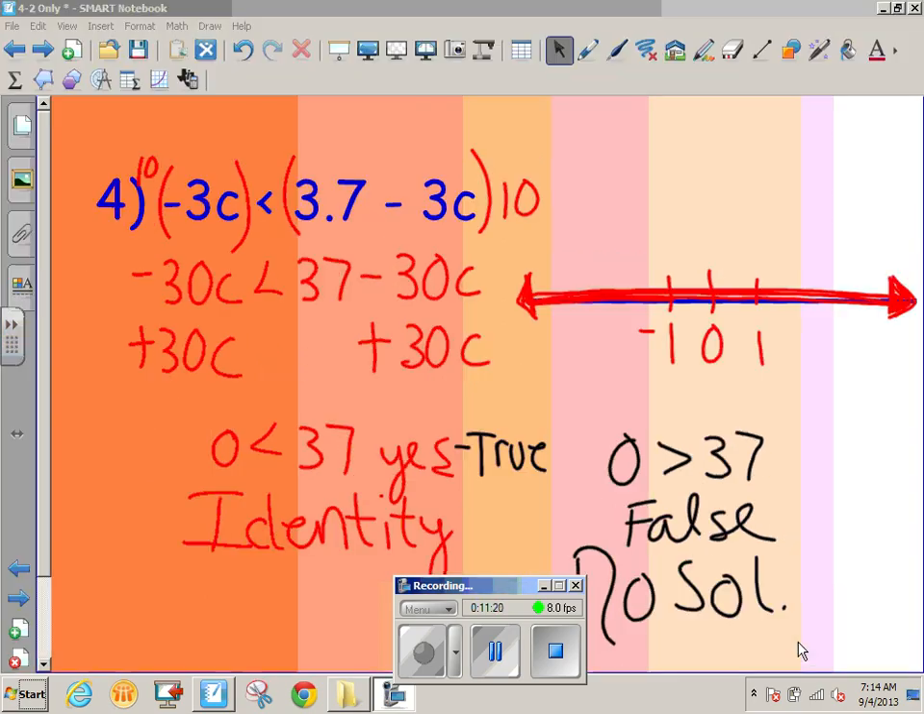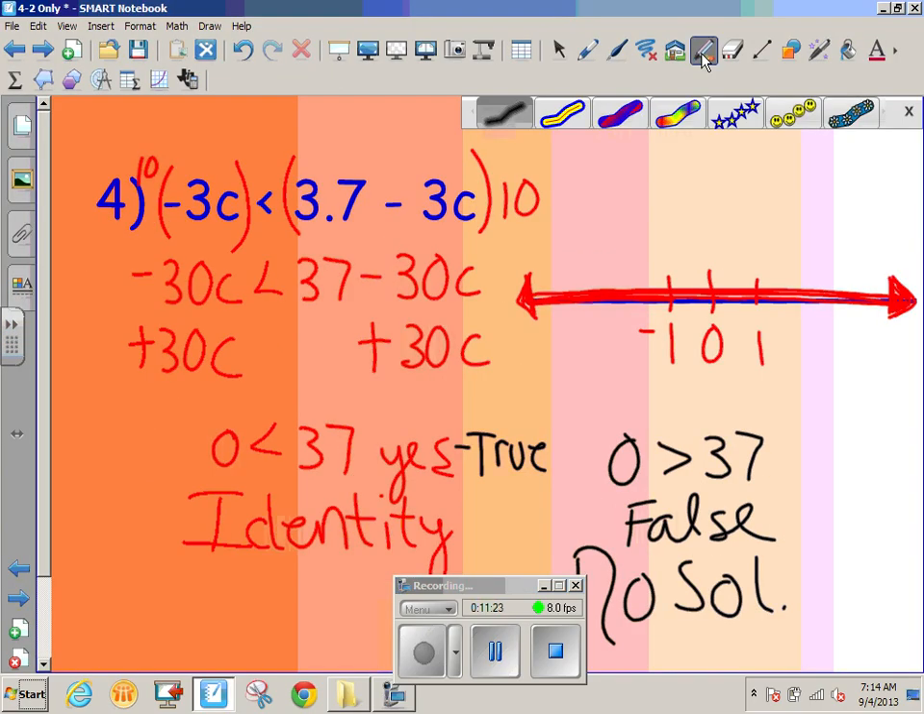All righty. So that is going to do it for us for solving inequalities.